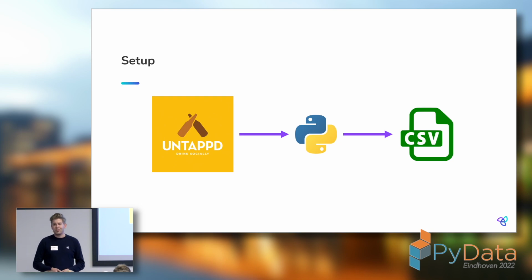So in this example, I'm going to retrieve some data from Untapped. I think many of you are familiar with that app. I have made a Python script that retrieves the data from the Untapped page, processes it with the logic that our business wants, so grouping the beers by a specific category, and then aggregating some ratings about the beers. And then it's written to a CSV file that contains all the insights that we want to know.